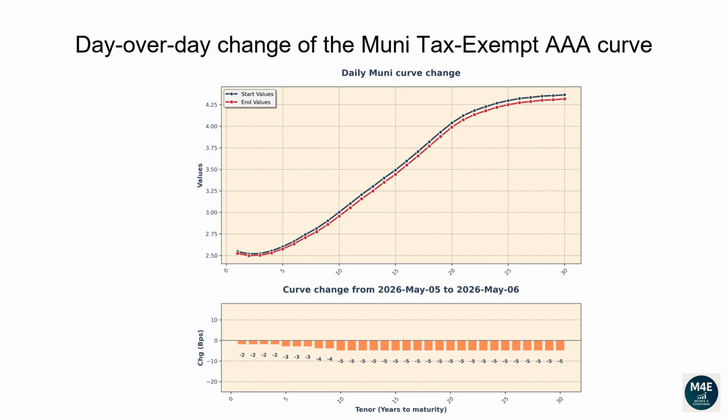The one-year tenor changed -2 basis points. The 2-year tenor changed -2 basis points. The 5-year tenor changed -3 basis points. The 10-year tenor changed -5 basis points. The 20-year tenor changed -5 basis points. The 30-year tenor changed -5 basis points.